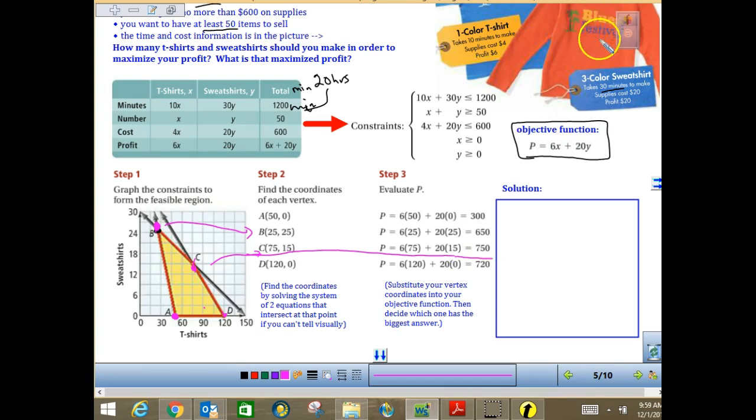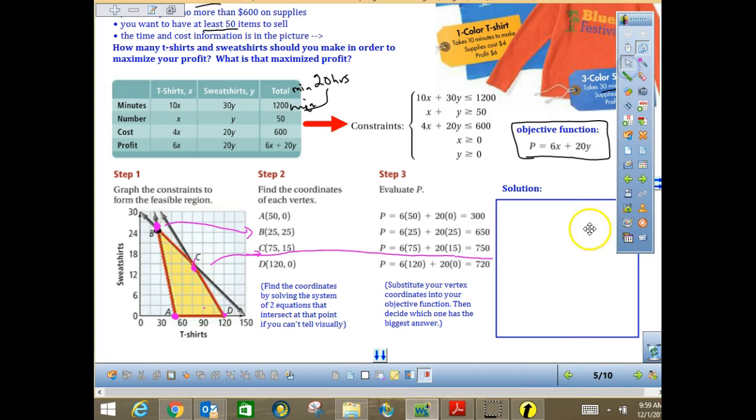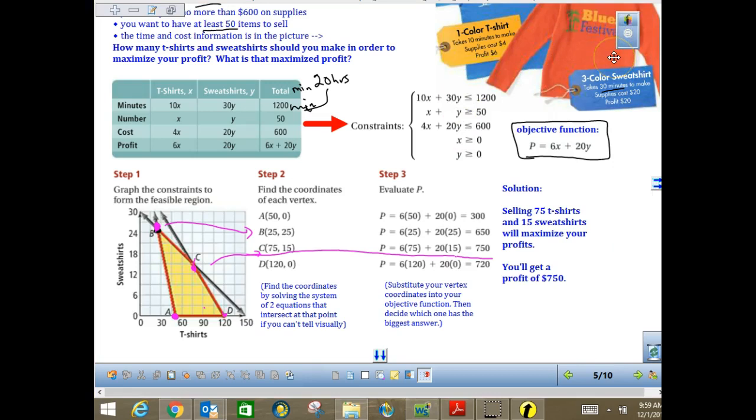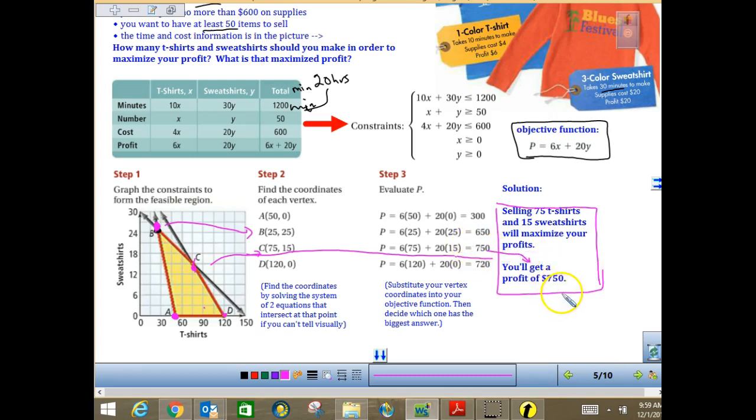So when you look at your equations, it's going to be really important that you show me this work in substituting this in. So for our solution, what we are going to write, just like when you answer those story problems from D6 and D5, selling 75, so again, writing this down right here in your notes. Do you not have your notes in? Okay, go back there and grab one so you can write it in there. So selling 75 shirts and 15 sweatshirts will maximize our profit. And then you want to tell what that maximized profit is, which is $7.50. Okay? So make sure you have this written down.